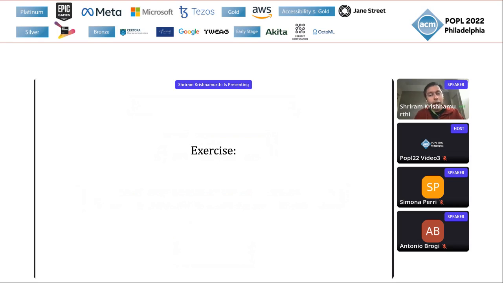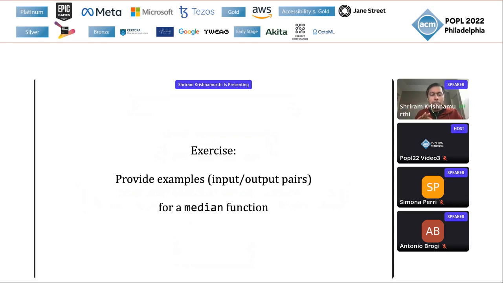So what I would like you to do is provide examples, that is, input-output pairs for a median function. Okay, so a function median that consumes maybe a list of numbers, and it's going to produce the median. Go for it. I'm going to look at chat now, and I want to see everybody typing. Okay, stop reading email. Go.